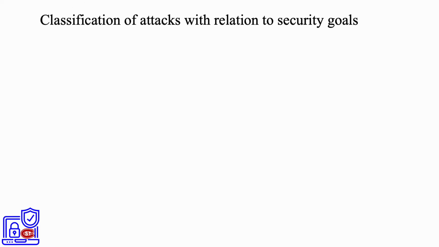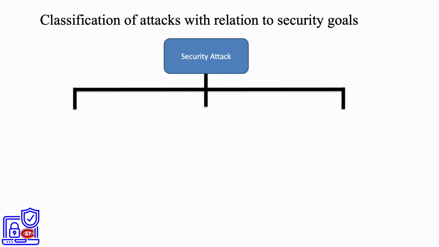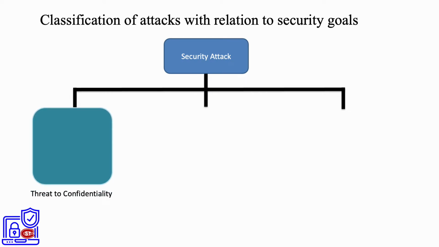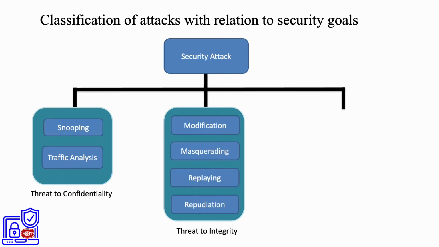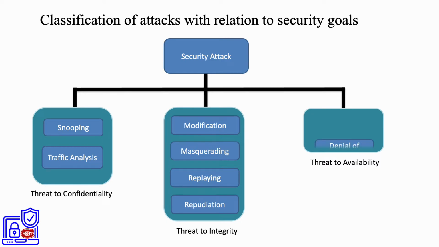Now, let's talk about classification of attacks with relation to security goals. There are three types of security attacks. First, threat to confidentiality. There are two types, snooping and traffic analysis. Another type of security attack is threat to integrity. There are four types: modification, masquerading, replaying, and repudiation. Last but not the least, the third type of security attack is threat to availability. Denial of service is a type of this threat.